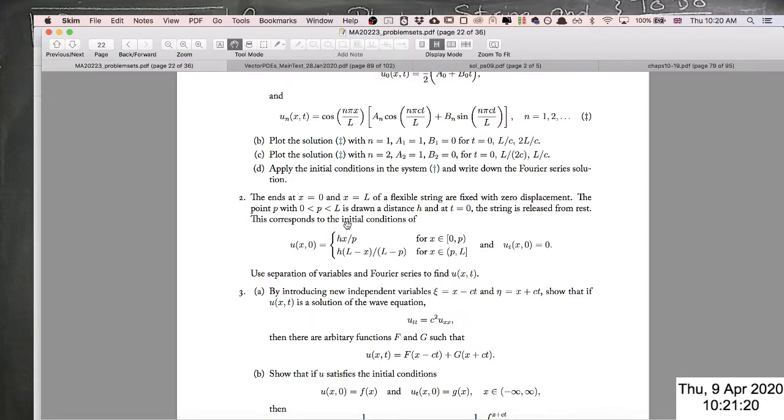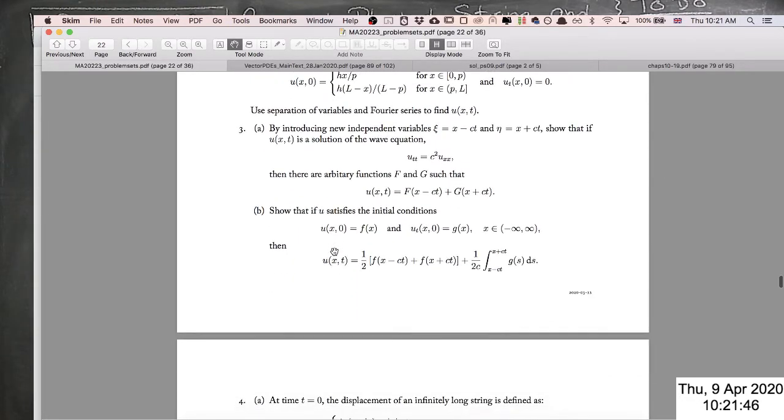This is the case of a plucked string. We did the case of a plucked string where the string is plucked at the midpoint, halfway between at L over 2 if the string is length L. This is for a plucked string at a generic point P. So the basic techniques are all the same, but the integration of the initial condition gets a bit harder.